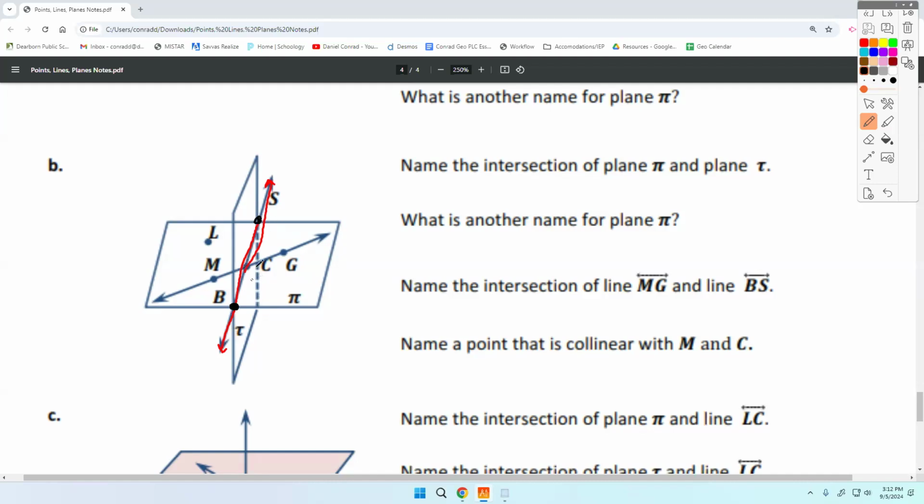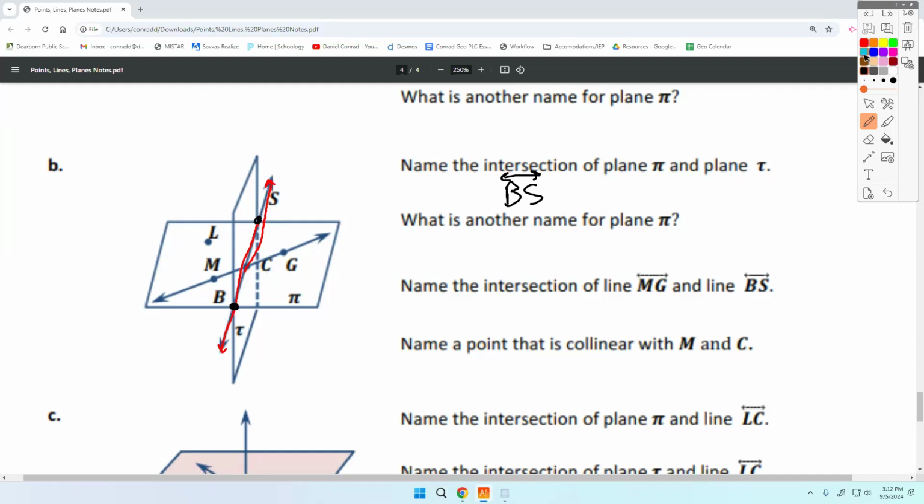So those planes intersect at a line, right? Again, think of your room that you're in, the floor and the wall. They don't just meet at one point, they meet all along that seam. So it's a line. So this would be BS is how we would name this line, or SB. Or C, you could name it CS or SC or CB or BC.